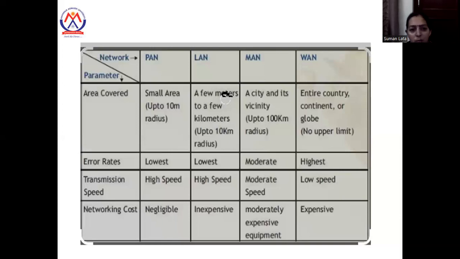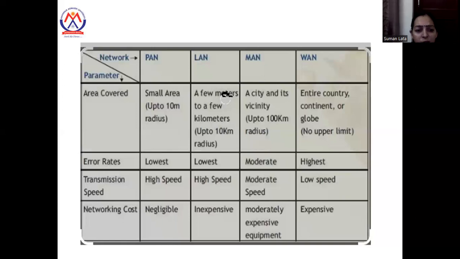Next is transmission speed. PAN is a smaller area network, personal area network, and it is of very high transmission speed. LAN is also very high in transmission speed because it again covers some small area, but MAN is of moderate speed. As in WAN, area increases, so speed is low as compared to PAN, LAN, and MAN.